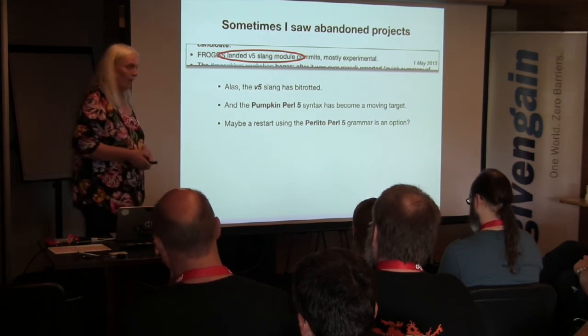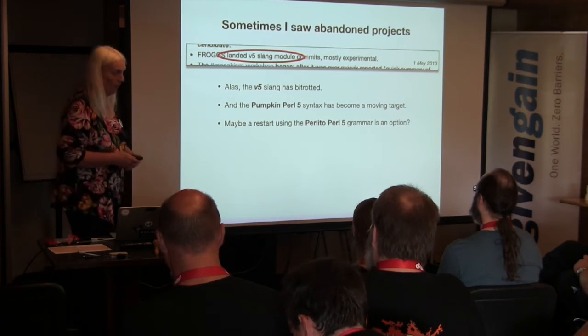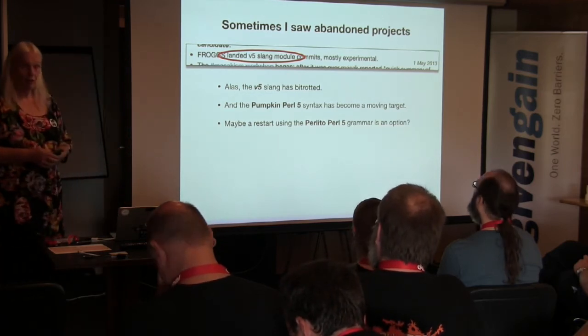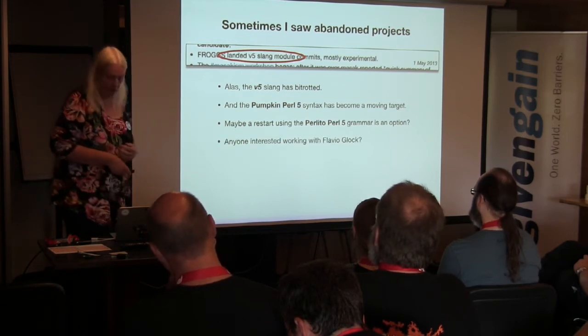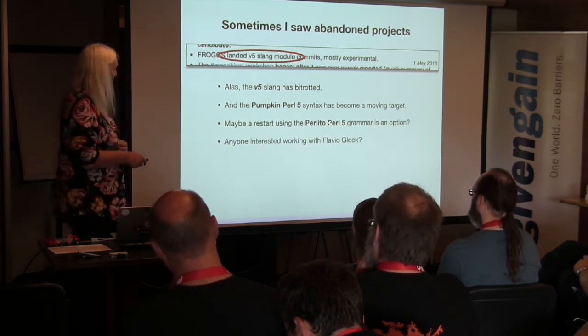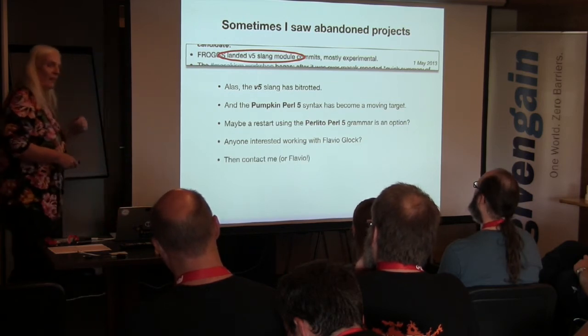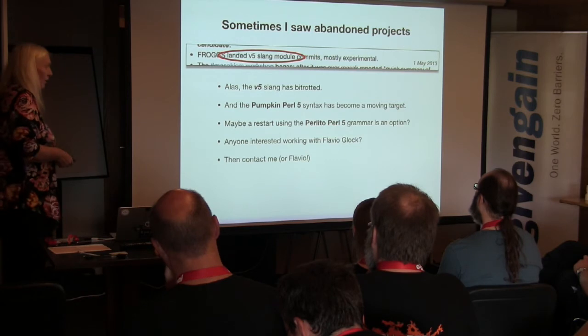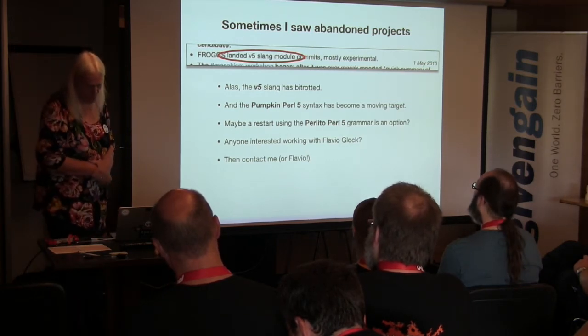Apparently Perlito Perl 5 has a grammar for parsing Perl 5, and it creates Java code out of that. So maybe we should have a look at that. Flavio Block is the guy who's made that. So if you see that's a good thing to do, contact me or Flavio, and we'll see how we can pick this up again.